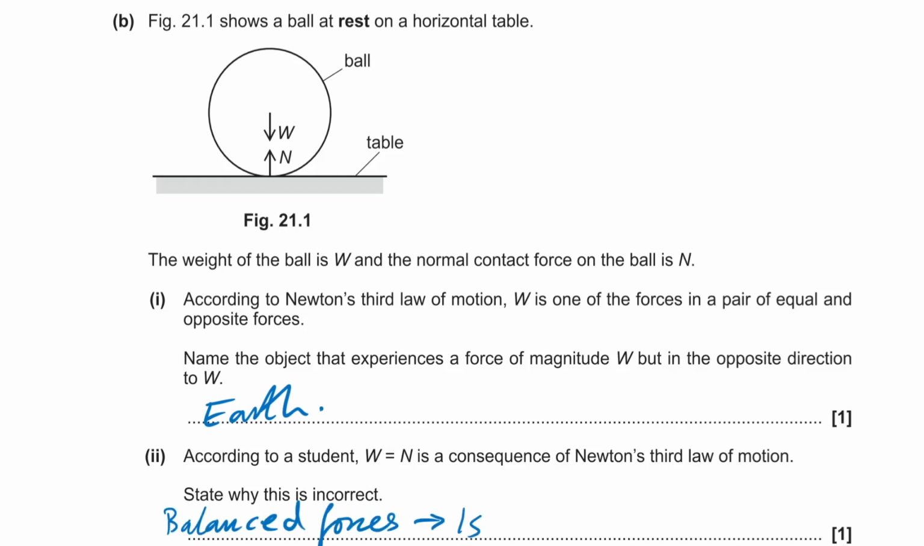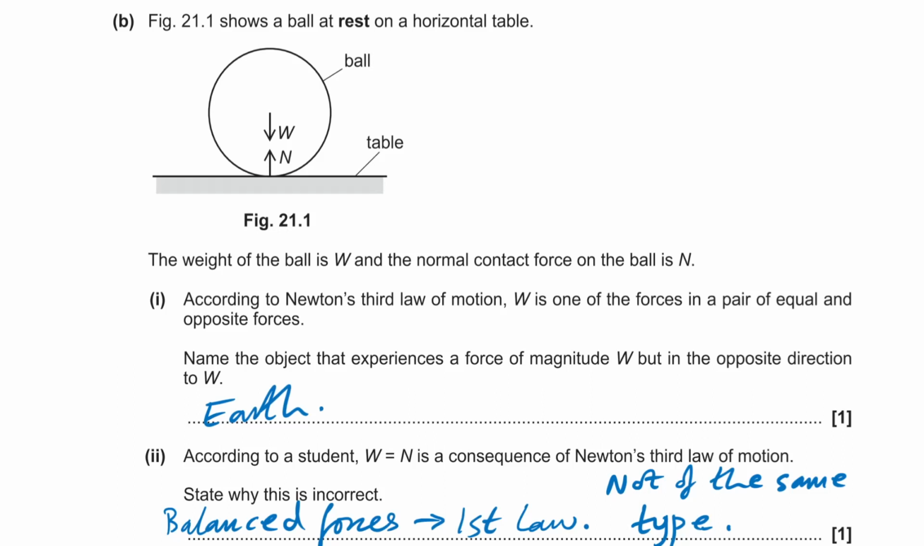Next bit. According to the student, W equals N is a consequence of Newton's third law of motion. Why is it incorrect? Well, we just sort of said that, haven't we? But when it comes to balanced forces, so that there's no acceleration, that's to do with the first law. But the more important thing is that when it comes to Newton's third law, the forces have to be the same type. So force of gravity equal and opposite to a force of gravity. Reaction force equal to a reaction force.